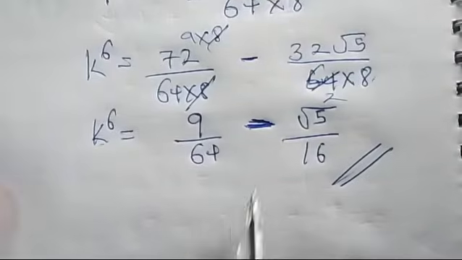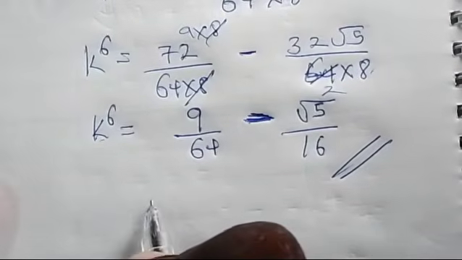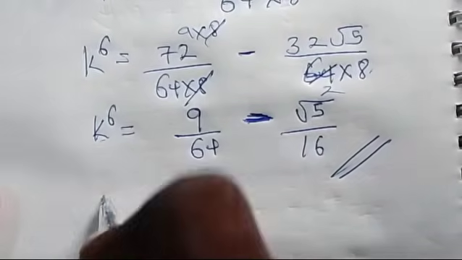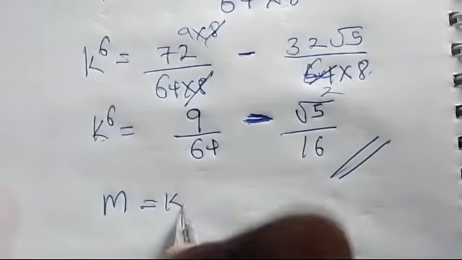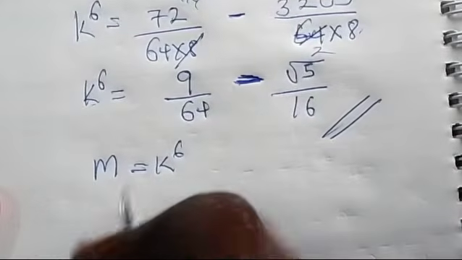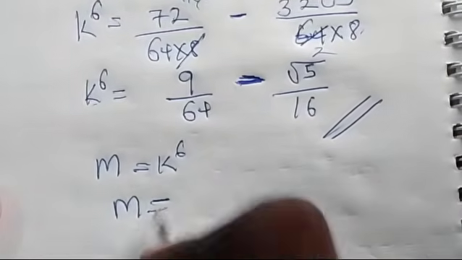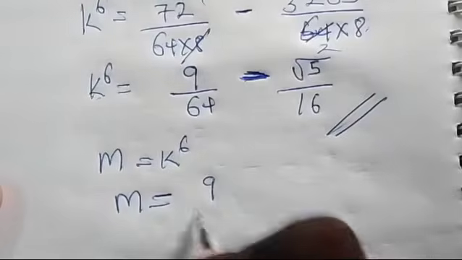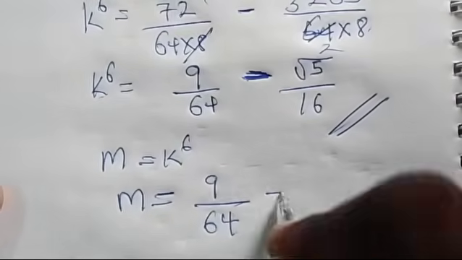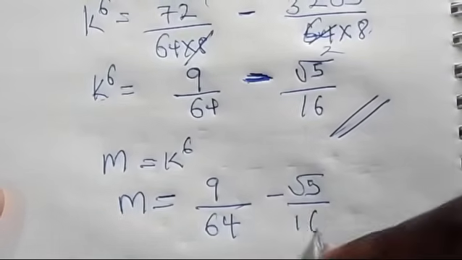Now, don't forget we said let m. Don't forget m is equal to k raised to the power of 6. Now, since we have gotten the value of k raised to the power of 6, the real value for m is 9 over 64 minus root 5 over 16. So this is the real value for m.